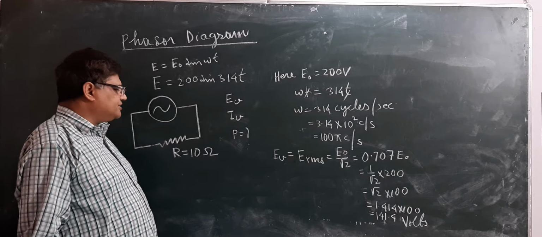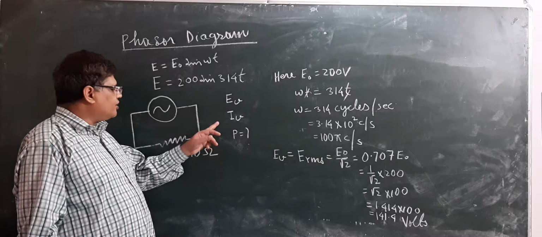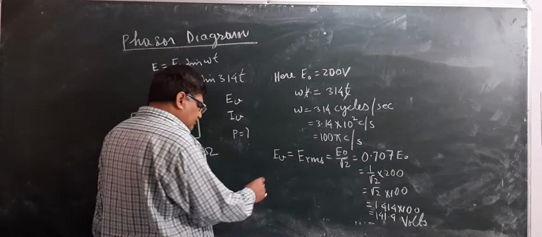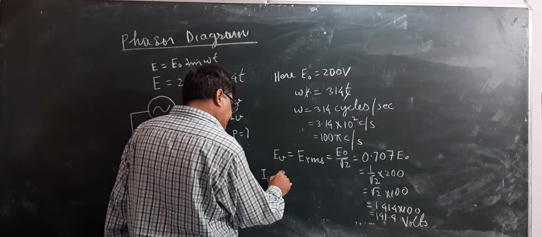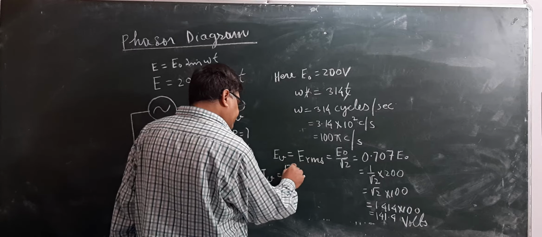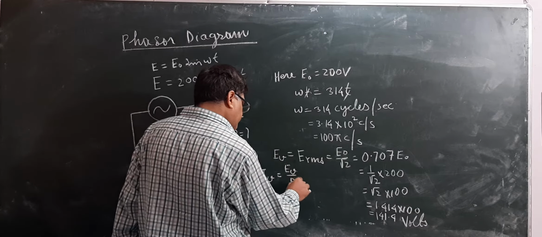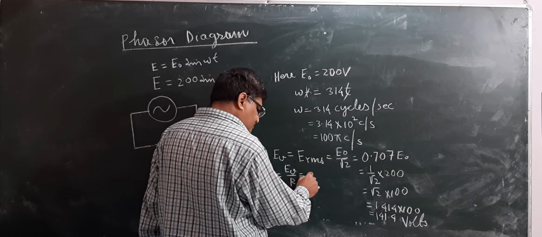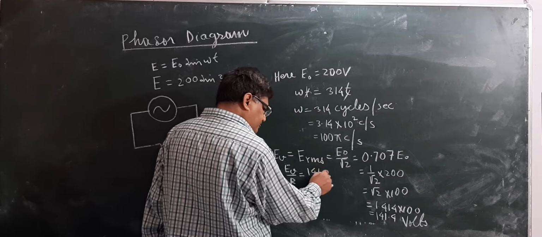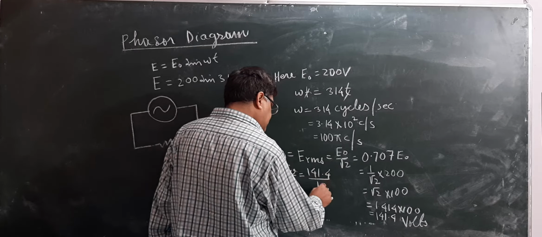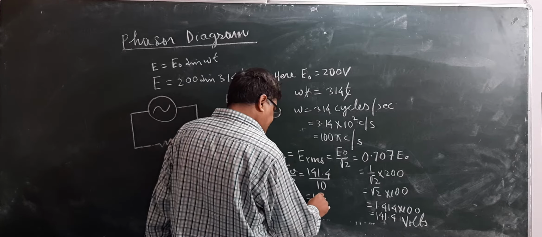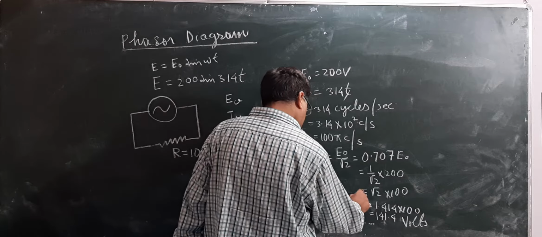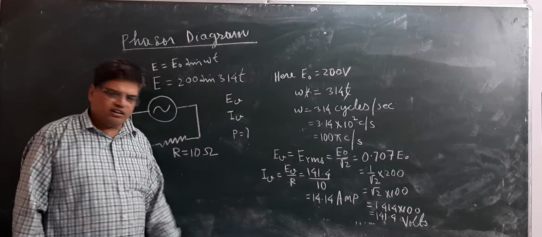Now what is the next quantity that we are required to determine? We are required to determine the value of IV. So how can we determine the value of IV? IV can be written as EV divided by R. So we have calculated EV. What is EV? That is 141.4 and resistance is 10 ohm. So that is equal to 14.14 ampere. So we have got the value of IV also.